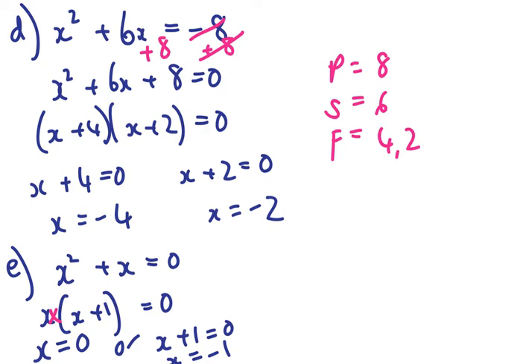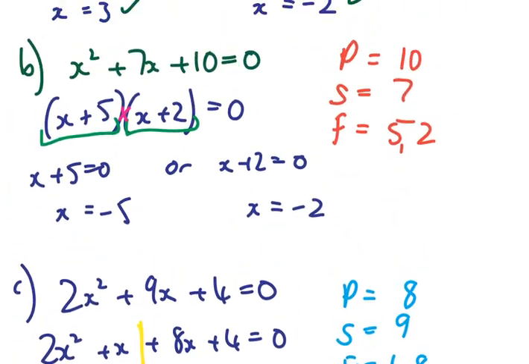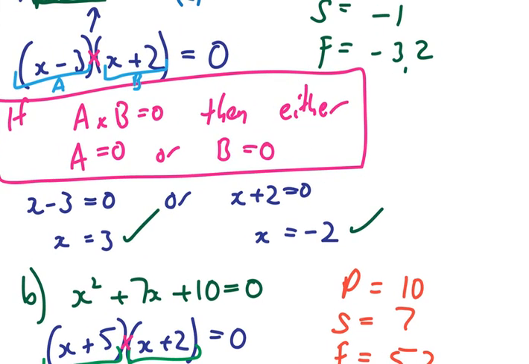Like I said, I think I've done it to death at this stage. Sorry if I'm being boring. But this property here, a times b equals 0, then either a is 0 or b is 0. Sort out what your a is, sort out what your b is. This is equal to 0, that's equal to 0, and go through and solve both of those.